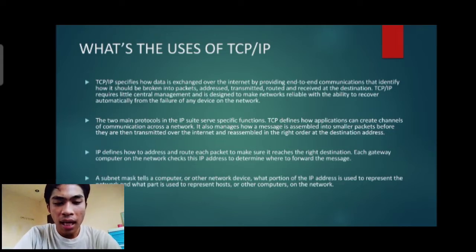So IP defines how to address and route each packet to make sure it reaches the right destination. Each gateway computer on the network checks this IP address to determine where to forward the message. So we will understand later on how this works, because we will discuss the 7 layers of the OSI model.